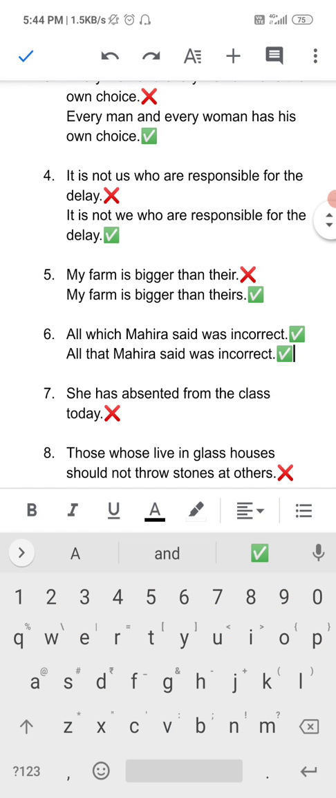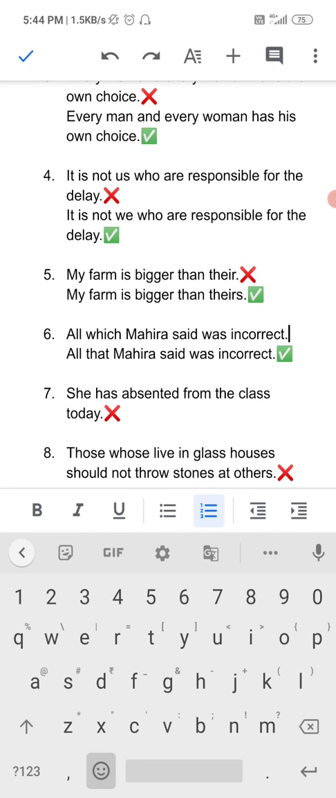This is right. Why? Because all takes that, not which. All is followed by the relative pronoun that, not by which. This is the rule of pronoun.